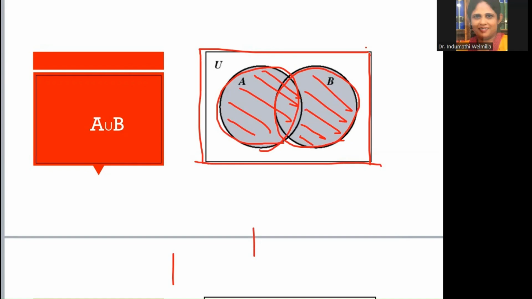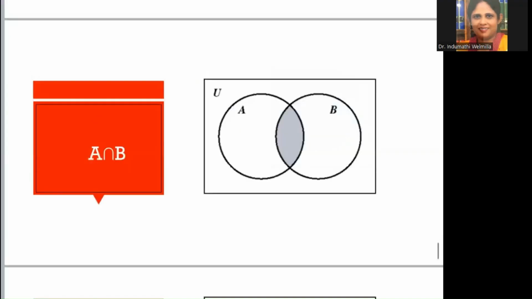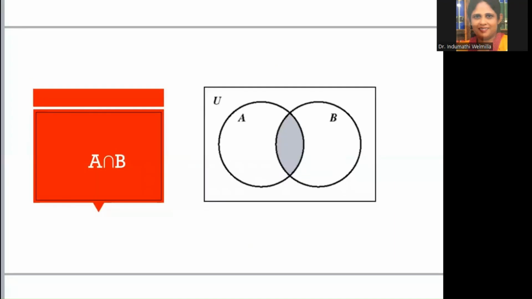At the same time, we can present the intersection the same way through the Venn diagram. You can see A intersection B is the part which is relevant to both sets.